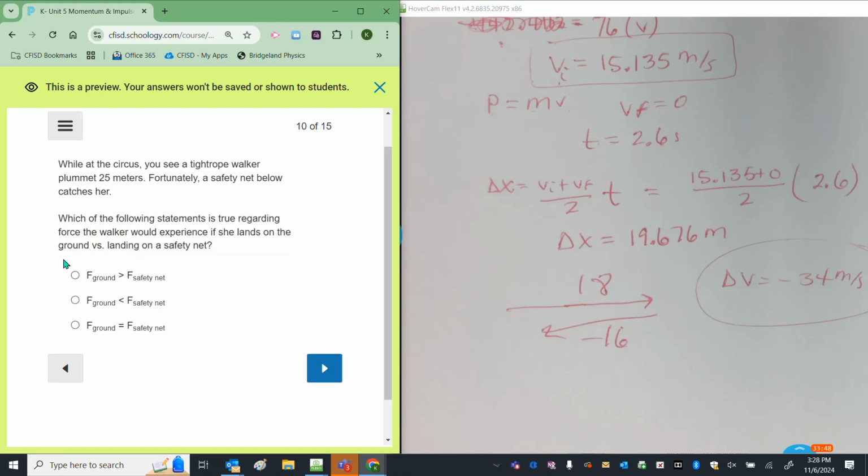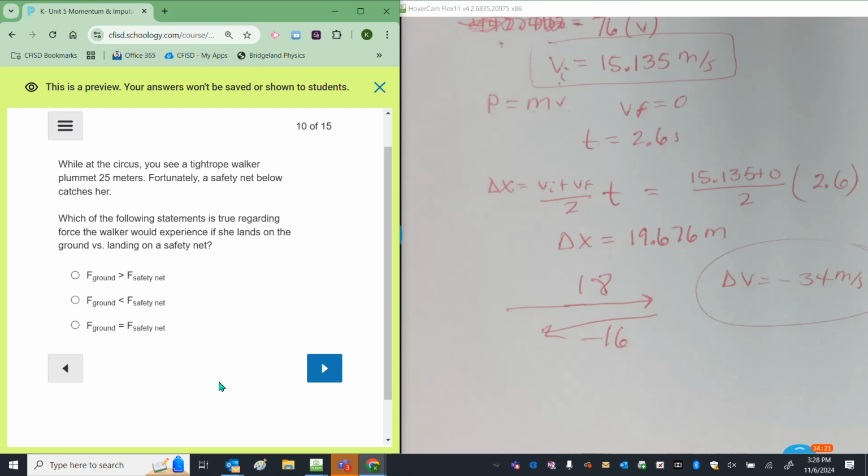All right, next one. While at the circus, you see a tightrope walker plummet 25 meters. Fortunately, a safety net below catches her. Which of the following statements is true regarding the force she would experience if she lands on the ground versus a safety net? This is the same idea as hitting an airbag versus hitting the glass, or as your bumper project with a bumper versus without. It's the same thing. The forces are not equal because the times are not equal. Same concept we've talked about over and over again.